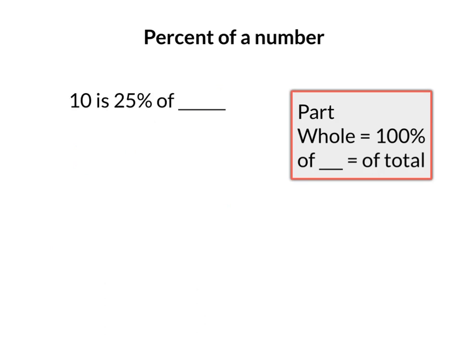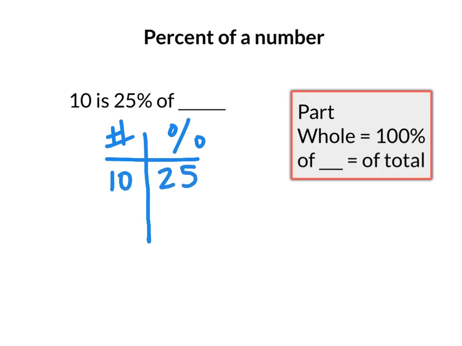Here is the second type of problem. 10 is 25% of blank. So since I have my of blank, I know I'm missing the total. So I do not know what 100% is. So I'm going to start my ratio table and it says that 10 is 25%. So 10 is 25%. And I want to get this to 100%.